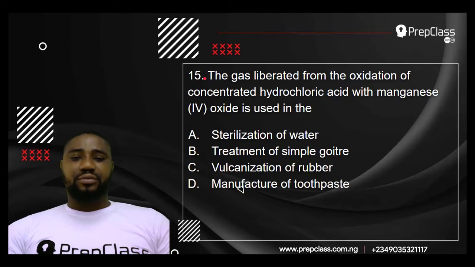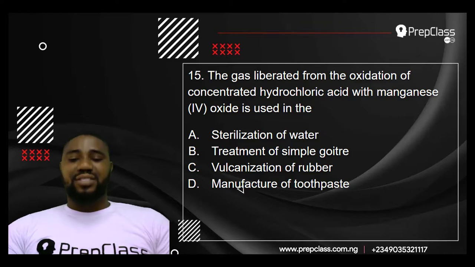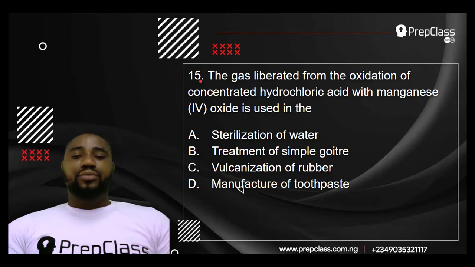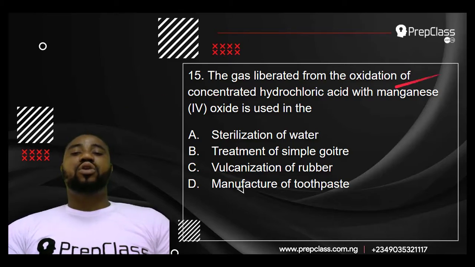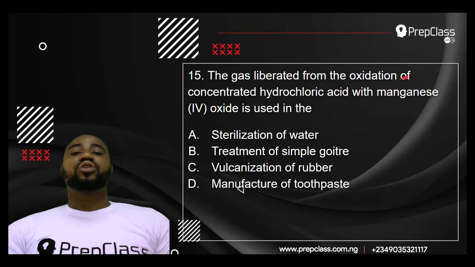Question number 15, and I guess the last for today. The gas liberated from the oxidation of concentrated hydrochloric acid with manganese 4 oxide is used in: A. Sterilization of water, B. Treatment of simple goiter, C. Vulcanization of rubber, D. Manufacture of toothpaste.